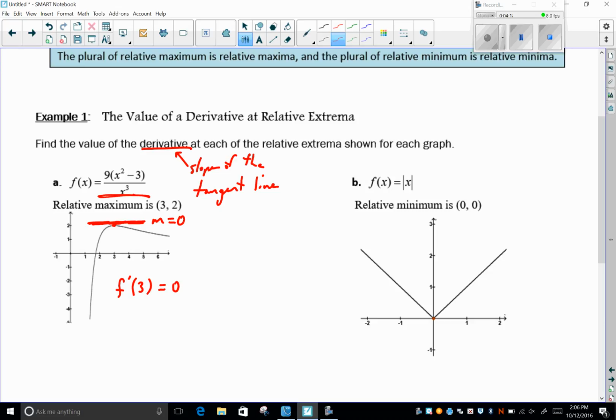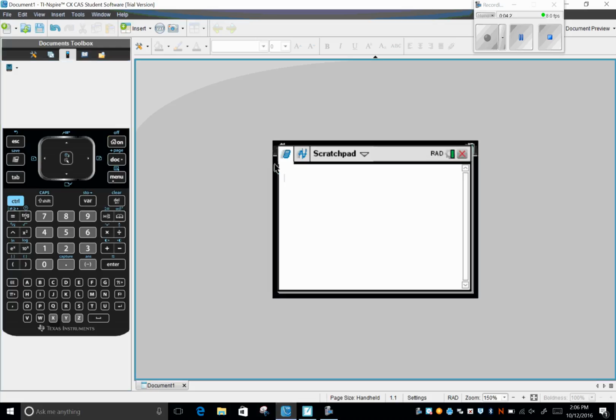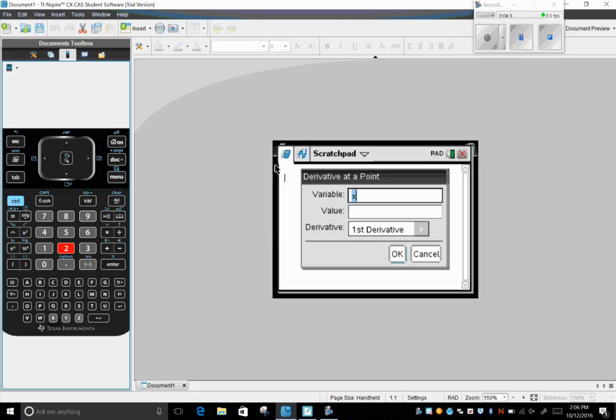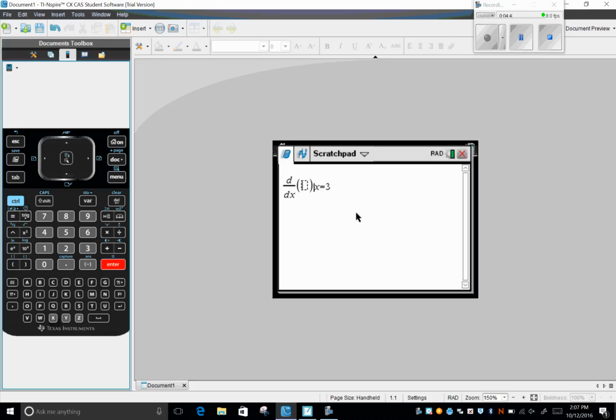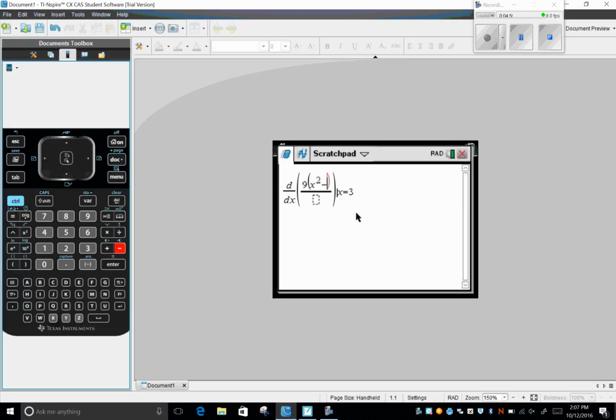All right, so our function is 9 times x squared minus 3 over x cubed. All right, so we go to our calculator. We can do menu, and then for calculus, and number 2, the derivative at a point. The variable is going to be x, and the point is going to be 3. Right, now we've got to put in the function that we're taking the derivative of, right? And I believe that was 9 times x squared minus 3 over x cubed.